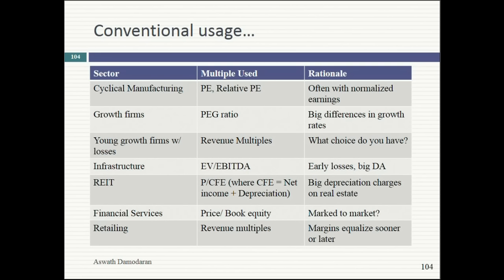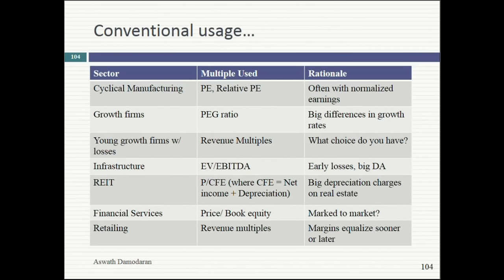With growth firms, I saw a lot of PEG ratios, again, because of this delusion that by using PEG ratios, you're controlling for differences in growth. With young growth firms with losses, you saw a lot of revenue multiples simply because of desperation. You couldn't use any other multiple. With infrastructure firms, cable, cellular, telecom, you see a lot of EV to EBITDA. Why? Because even if you're losing money, by the time you add back the DA, you end up with a positive number and the multiple seems to work.